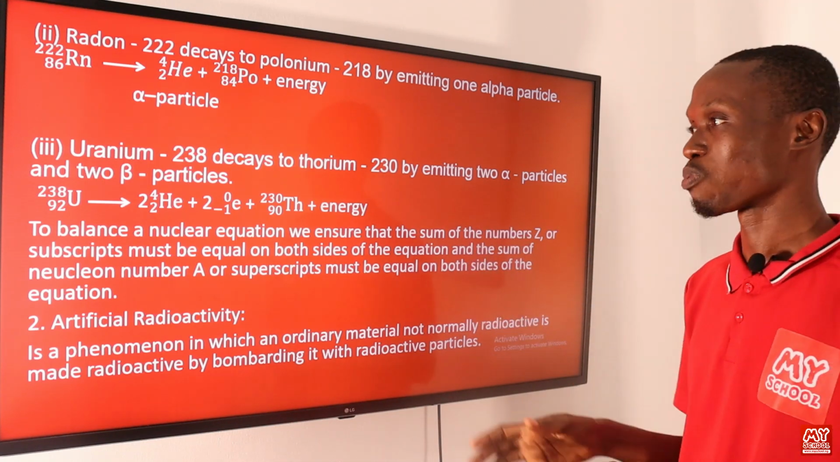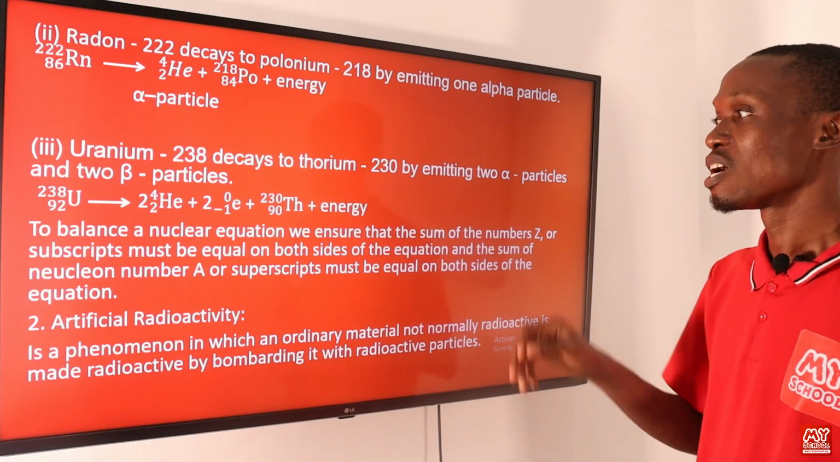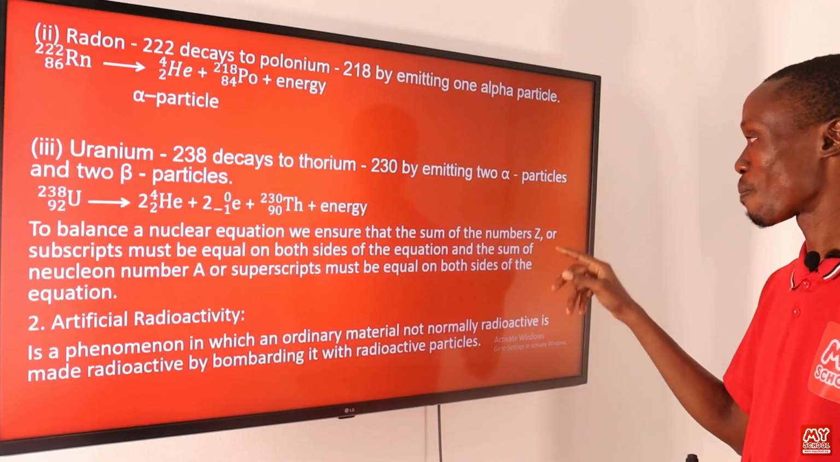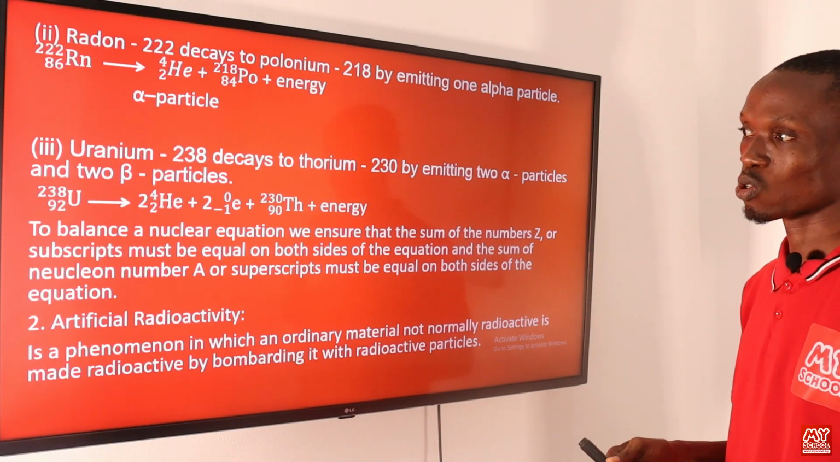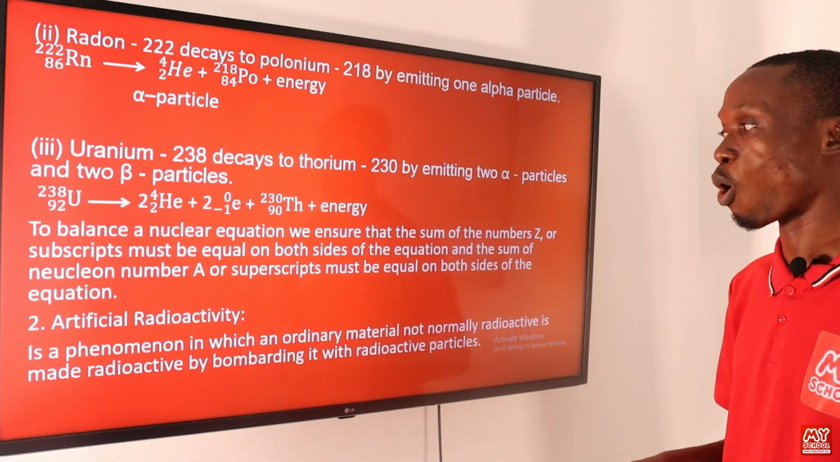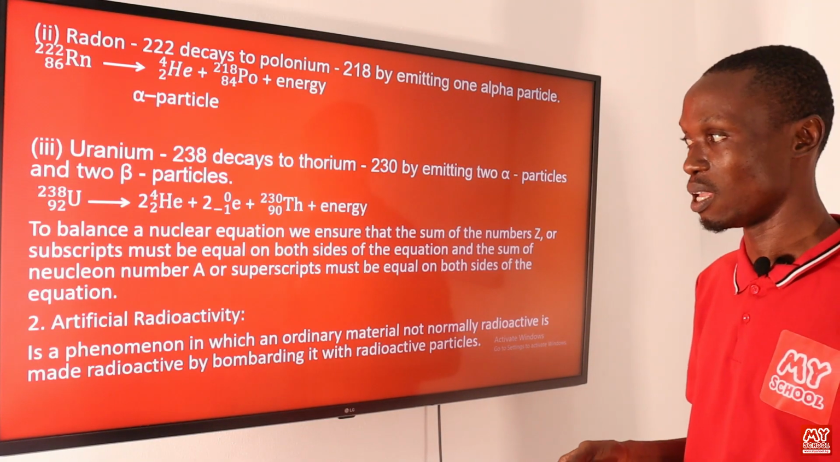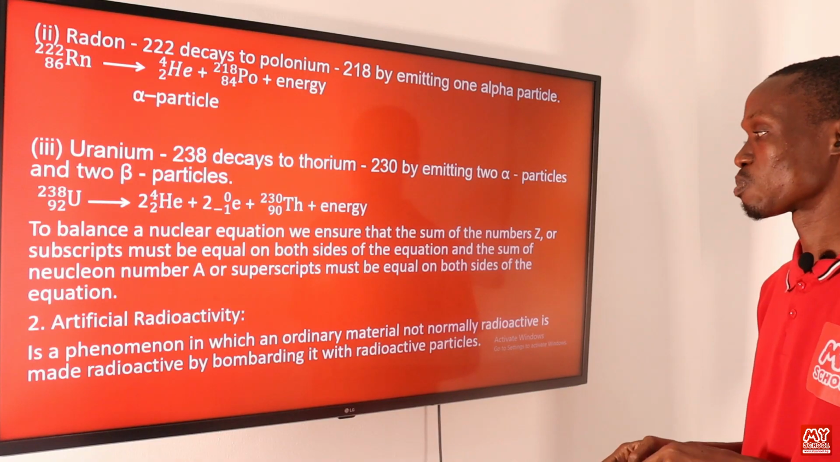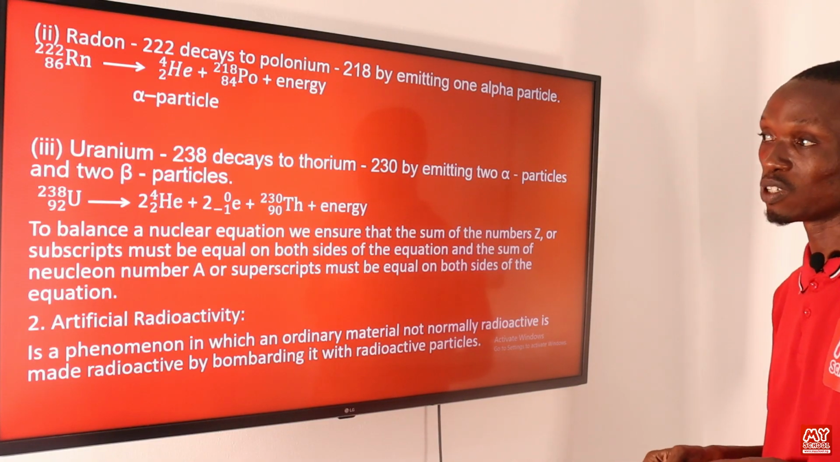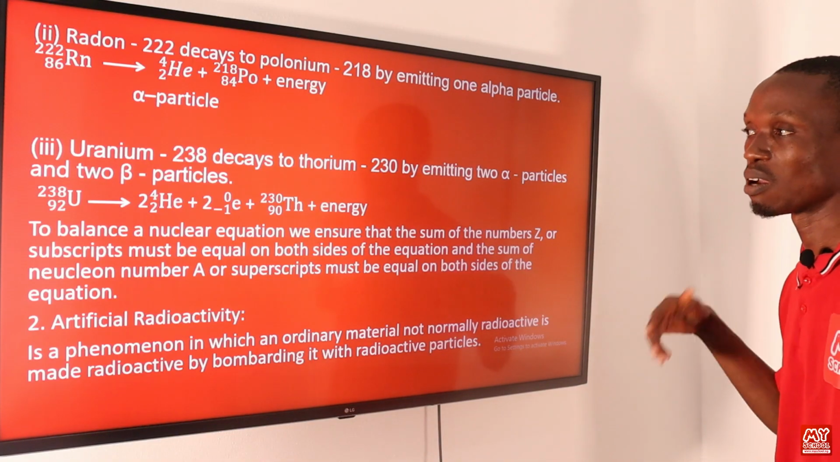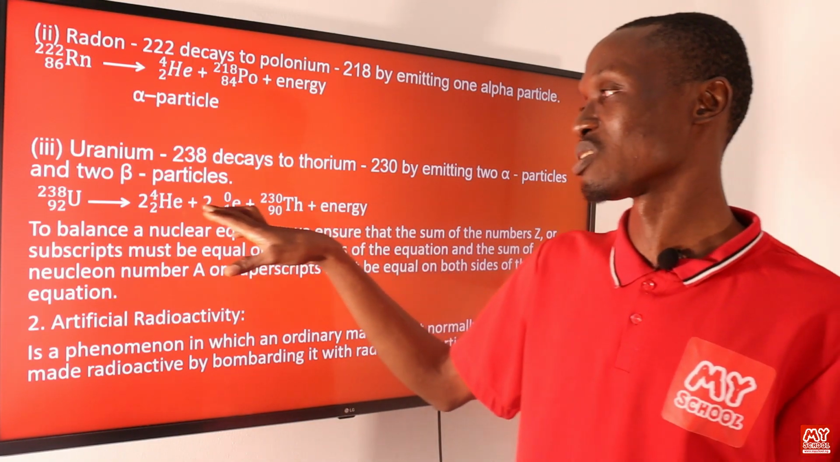Now take note of these points I'm going to make now. To balance a nuclear equation, we ensure that the sum of the numbers Z, or subscripts, must be equal on both sides of the equation, and the sum of the nucleon number A, or superscript, must be equal on both sides of the equation. That's just how you balance a nuclear reaction. Now let's look at this, if this is actually balanced.